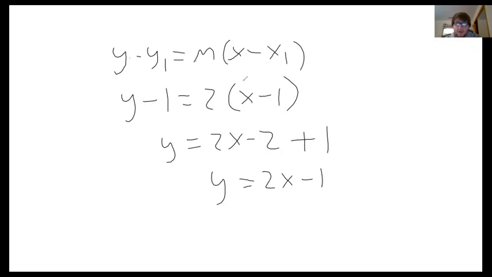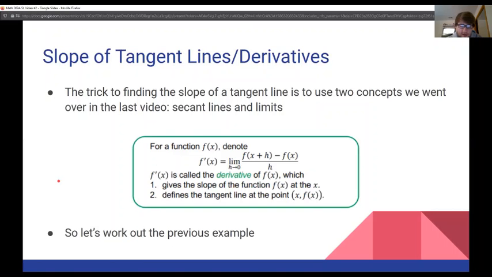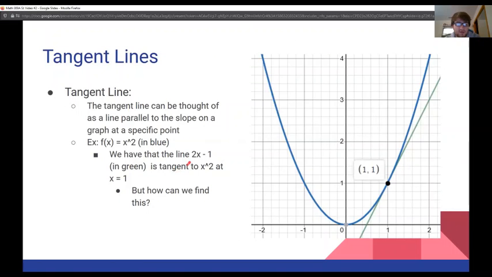And real quick, let us look over at our slides. And you can see, yes, we can verify 2x minus 1 is what we were trying to get. That's the equation for the tangent line here.